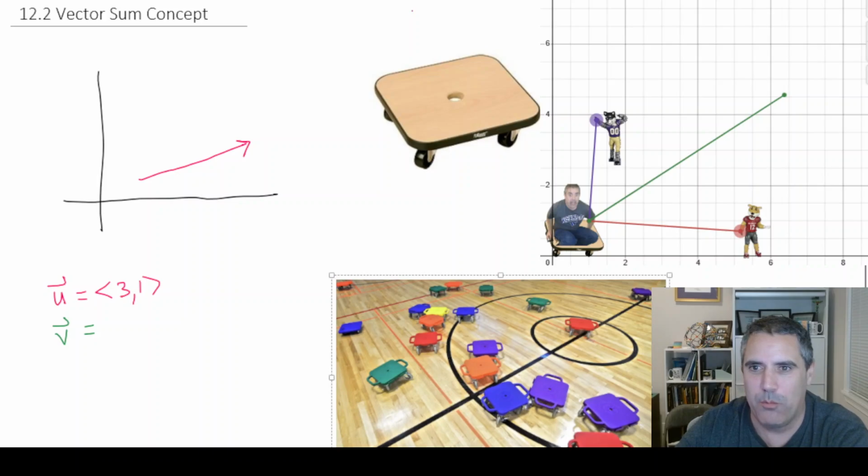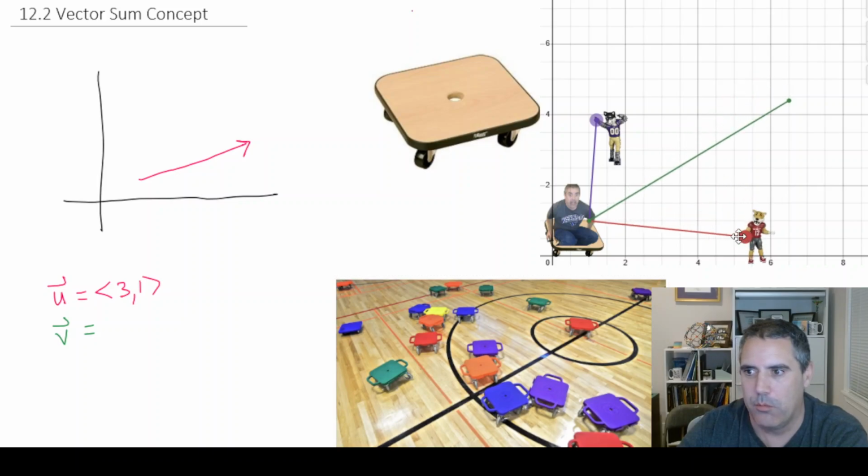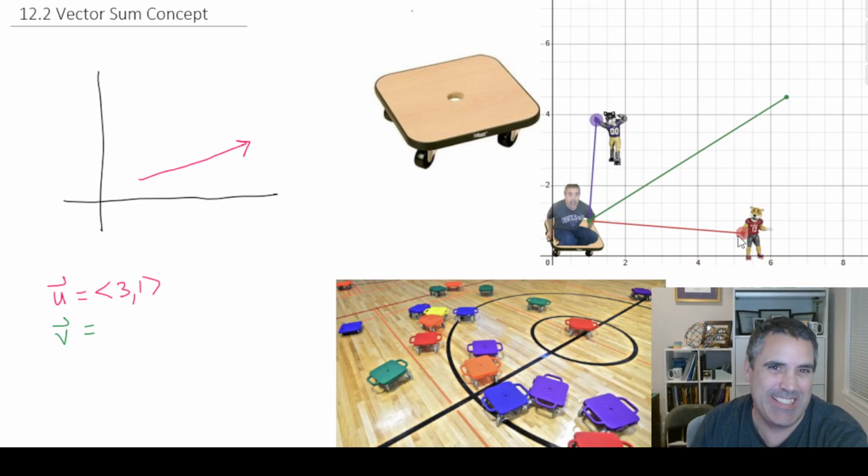In a moment, I will pull myself around the wagon while Harry the Husky and Butch the Cougar, the mascots, will pull me around in a little bit. I'll have them pull me different ways because I think that's how I think about vectors. But let's do the classic definition of vector sum.